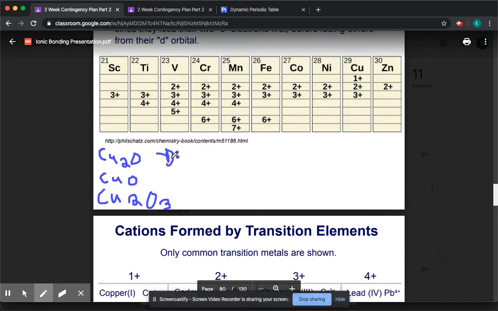The name of this one would be copper. Because the copper is only giving away 1 electron, this would be copper 1. This would be copper 2. Hopefully you guys are getting the idea. Put 2 I's, Roman numeral. And then the last one would be copper 3.